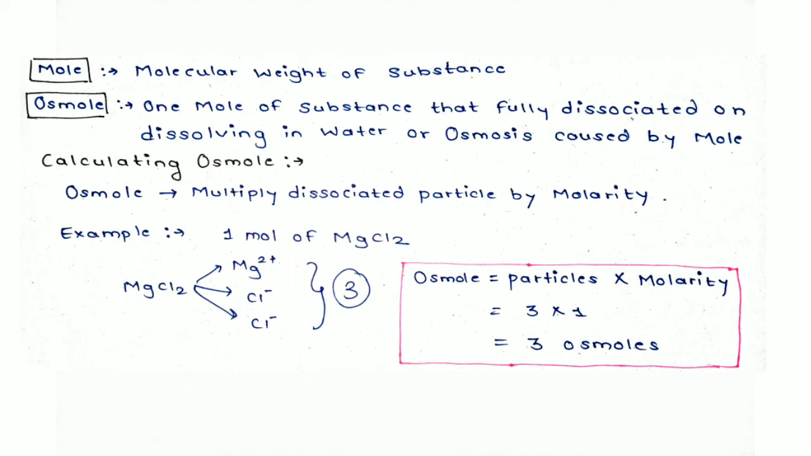For instance, 1 mole of magnesium chloride. So we have molarity 1 and magnesium chloride, does this substance get ionized? Yes, it gives Mg and 2 Cl minus ions. So we have 3 particles. So 1 into 3, you get 3 osmoles.